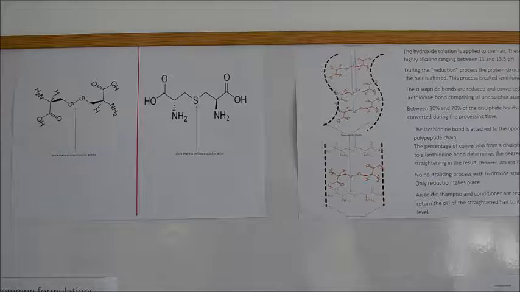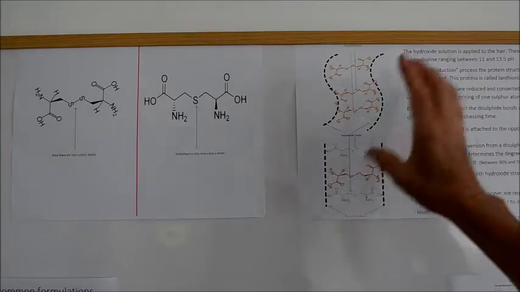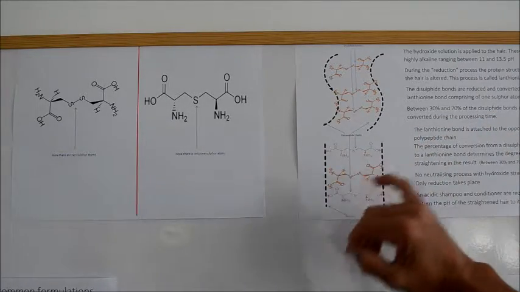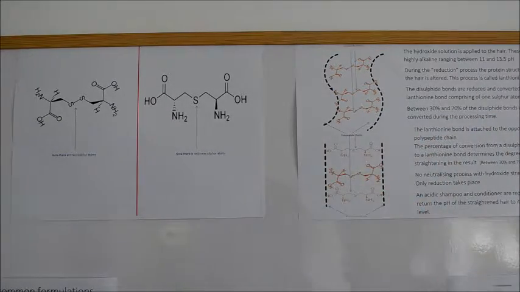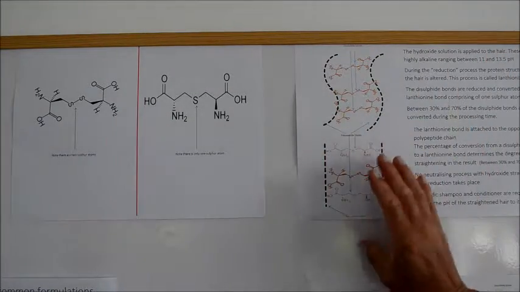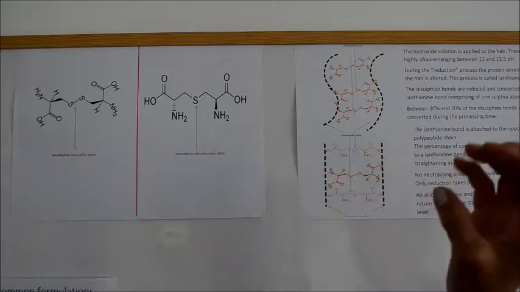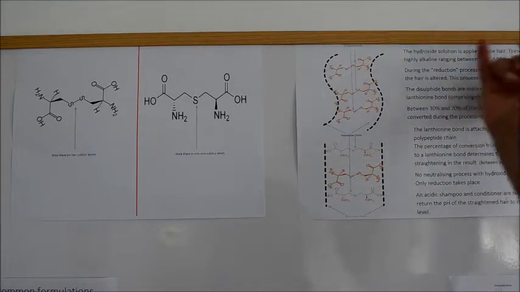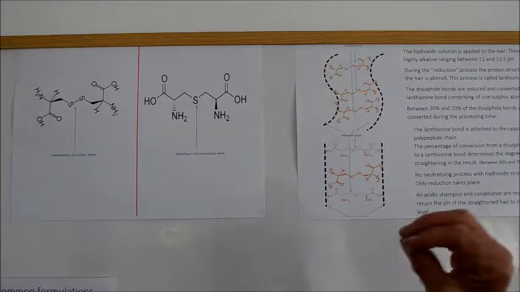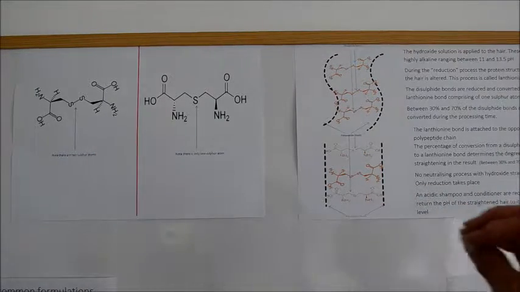And this is what makes this process so incredibly different to a thio process, where we can just temporarily reform our disulfide bonds. What happens is we use an acidic shampoo and an acidic conditioner to change the alkaline of our product back to close to the hair's natural pH.